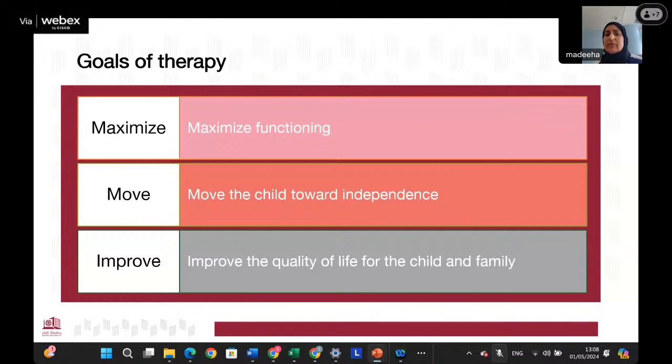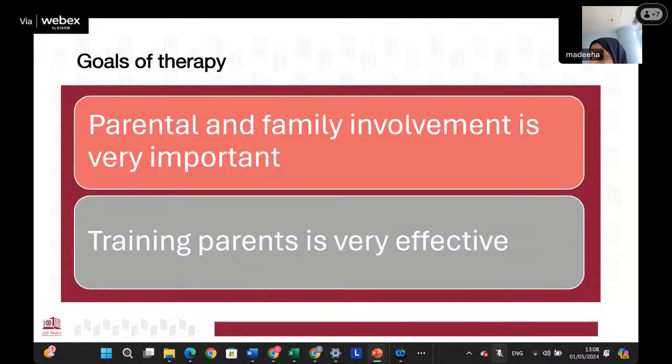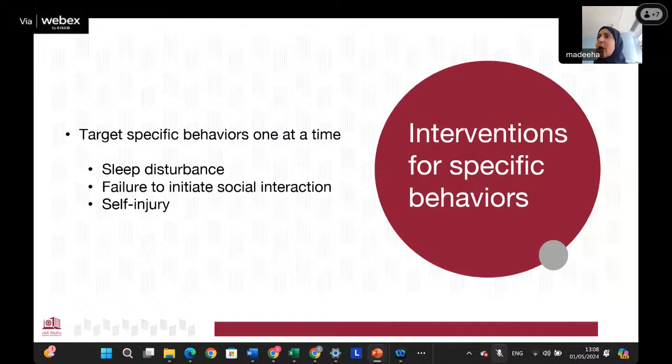I have to emphasize how important the parent and family involvement is, and how effective training the parents is in these situations. The slide after it emphasizes how important it is to target specific behaviors at the time, which is sleep, the most common problem I hear from parents, that the child is not sleeping well, and failure to initiate social interaction and self-injuries.